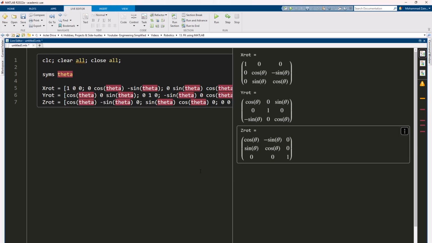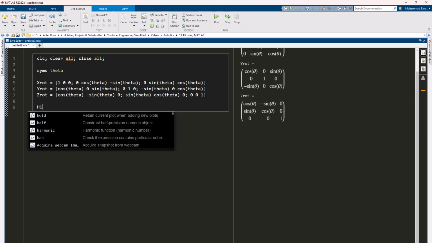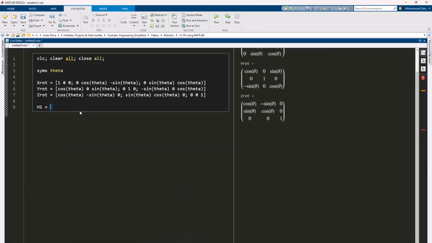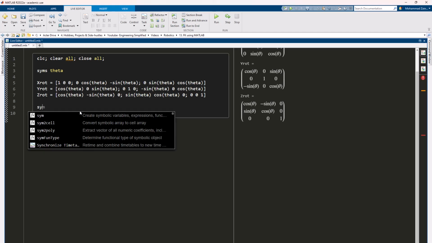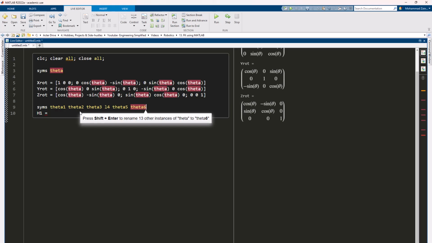So now what I am going to do is write out my homogeneous transform. So H1, which is this one right here, is the rotation about the z axis by theta 1, and then there is no displacement, right? So first I can just substitute. Before that I can define a few other variables. I can define theta 1, theta 2, theta 3, sorry, there is a4, theta 5, and theta 6.